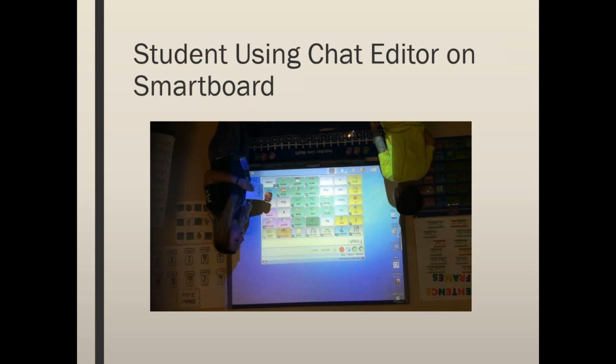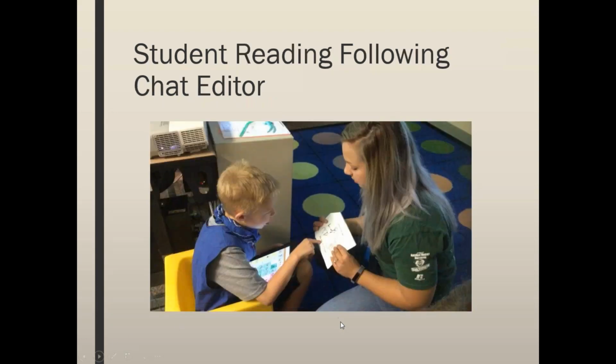And again, students can model it in different ways, a projector, or you can have that written down on your pathways using Chat Editor. And like I said before, I then go around and I have all the students independently do that sentence on their device. So here's a student doing that.